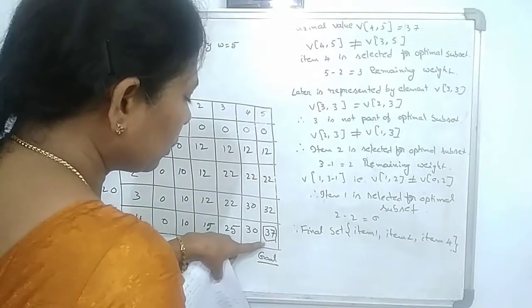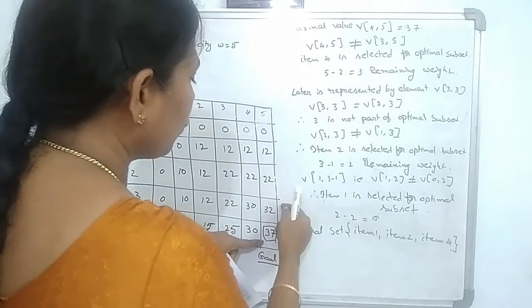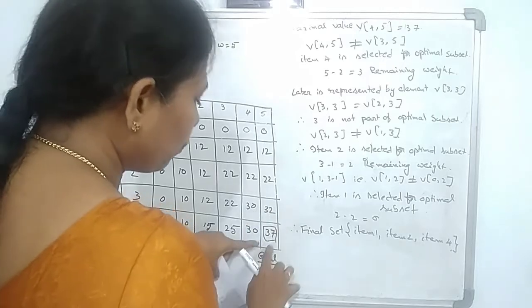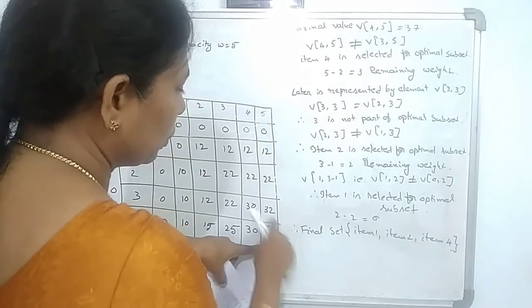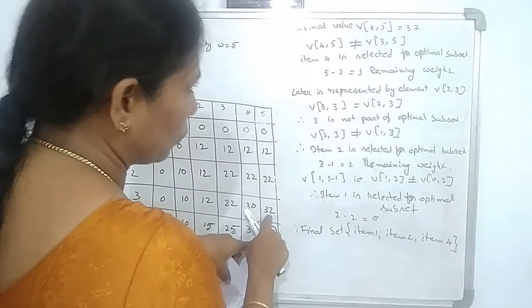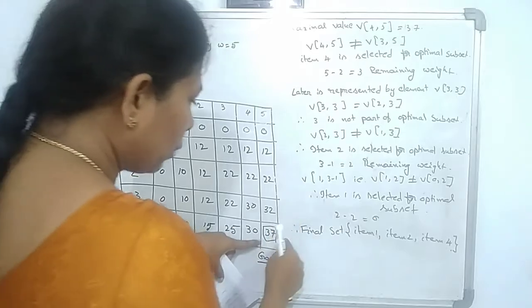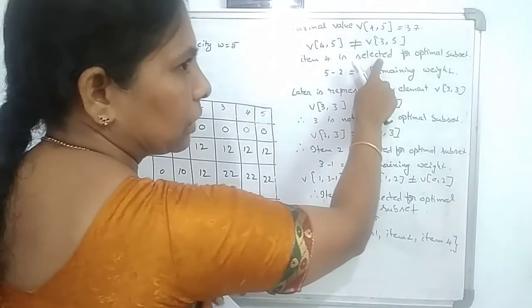So now compare V(4,5) with the above value. What is the above value you are having? The above value is V(3,5). So now compare V(3,5) and V(4,5). V(4,5) is 37 and V(3,5) is 32. So 37 is not equal to 32, so V(4,5) is not equal to V(3,5). If it is not equal, then you can select the item 4. So item 4 is selected.